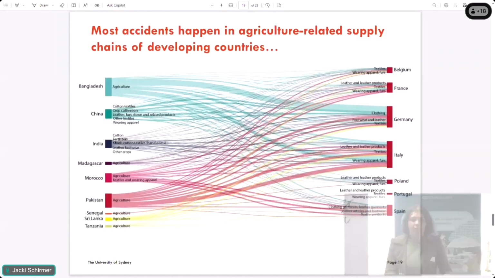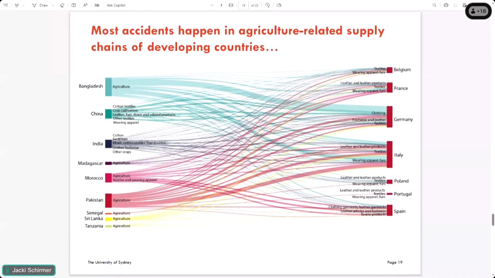Of course, our supply chains are complex. They are not just one country to another country. You can have a lot of intermediate products being traded across the world. But if you just look at the very first producer and the final consumer and the supply chains that interconnect those two. For agriculture-related supply chains, we noticed from our assessment that most accidents happen in the supply chains of developing countries, and some of the sectors are listed on one slide for producers.